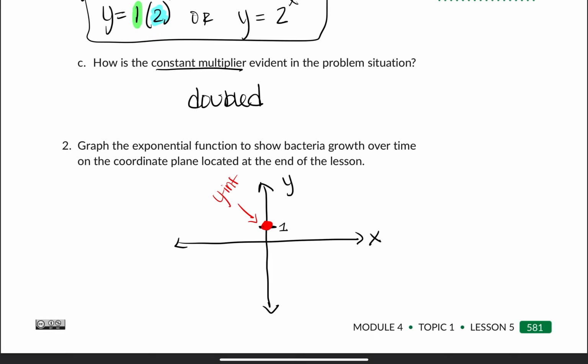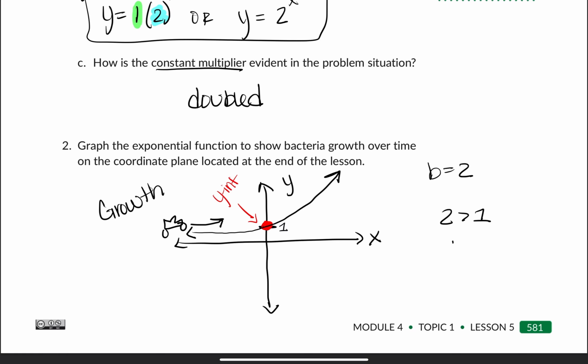We said it's growing, so all I'm going to do is just show you that it's growing. So if I were to draw a car and I were to push it, it's going up. So that means it's growth. Also, my b is 2, and 2 is greater than 1, so that means growth as well.